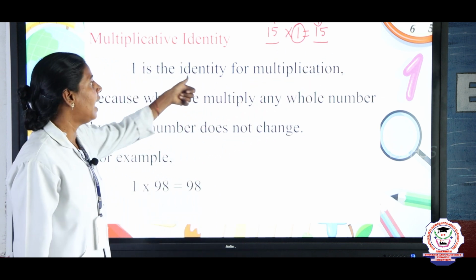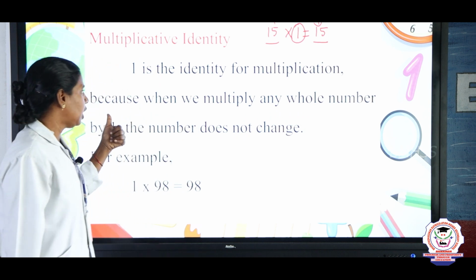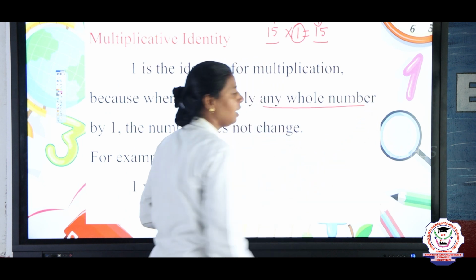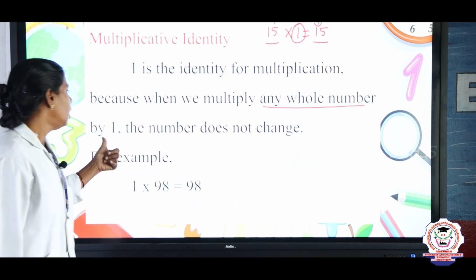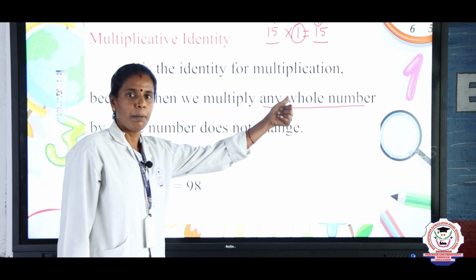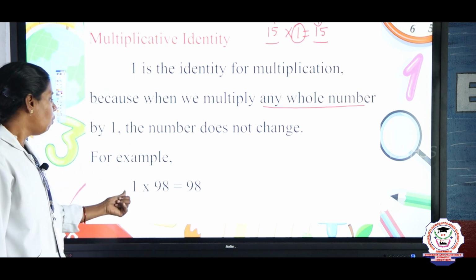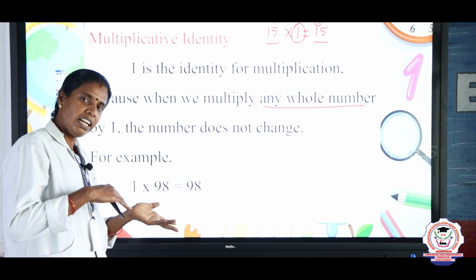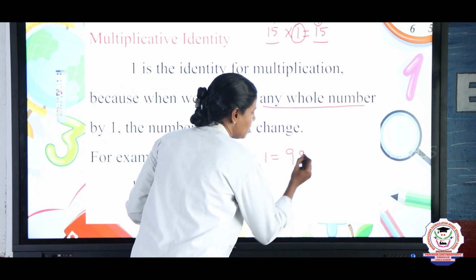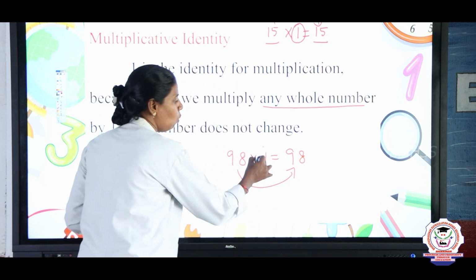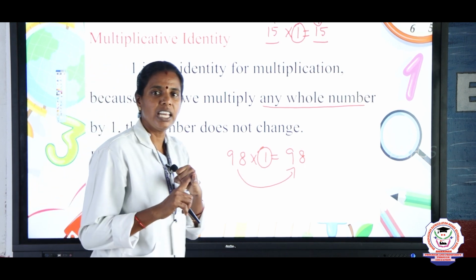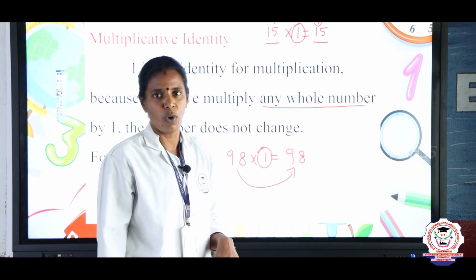That's why 1 is the identity for multiplication, because when we multiply any whole number by 1, whatever the number may be, the number does not change. Is it clear? See the example. 1 into 98 is 98. 98 into 1 also will give the same answer. 98 ones are 98. So 1 is the identity here with respect to multiplication. Is it clear? Additive identity is 0. Multiplicative identity is 1. Okay.